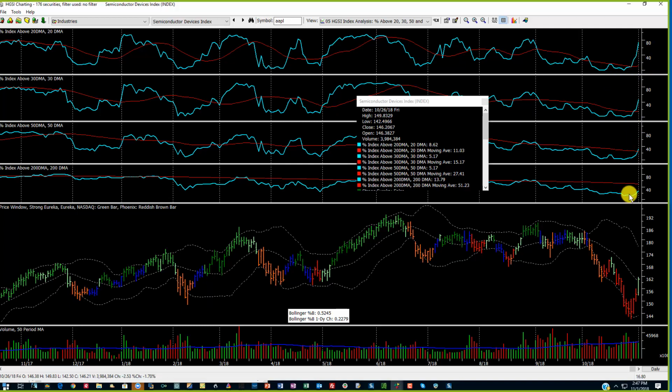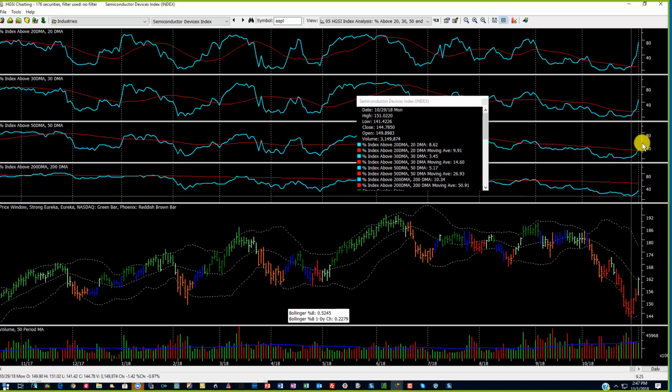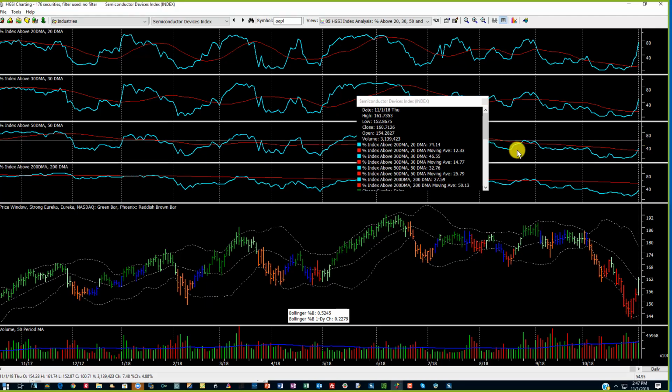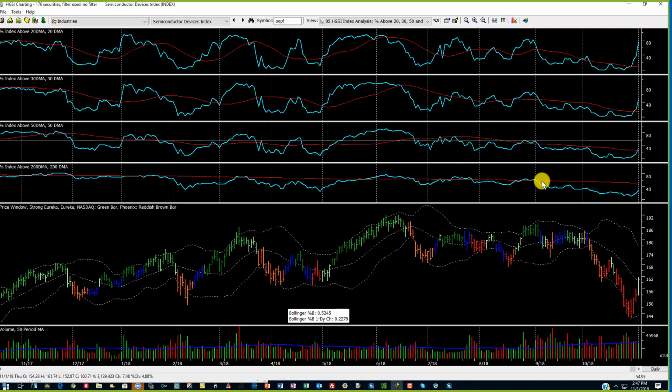But back here on that same day, and let me put my crosshair on, you can see above the 200-day moving average, only 10.34% of them were. Now, if I move over to today, and this is current information, now 27.59% are above the 200-day moving average. So that indicates that strength has really come in to this index. You can analyze any HGSI index, any index which is created by HGSI, with these charts.